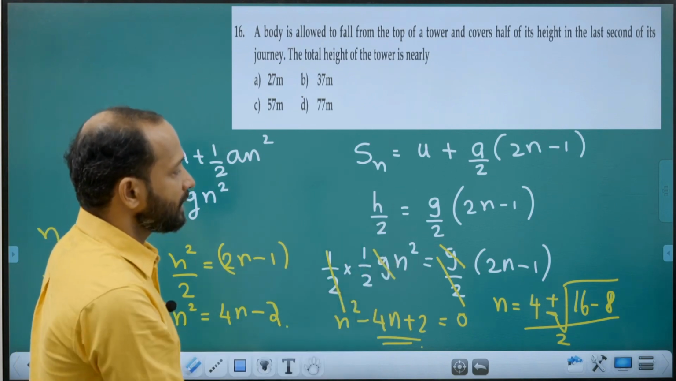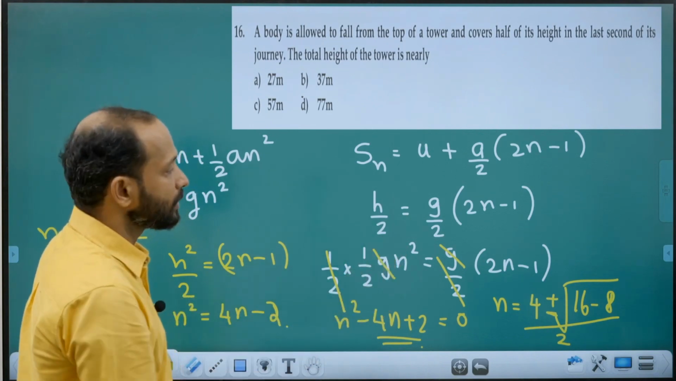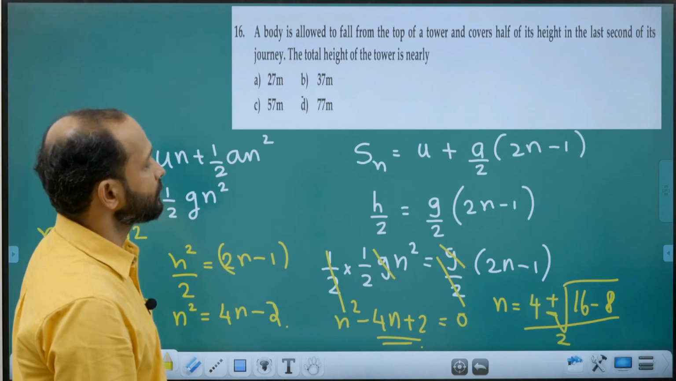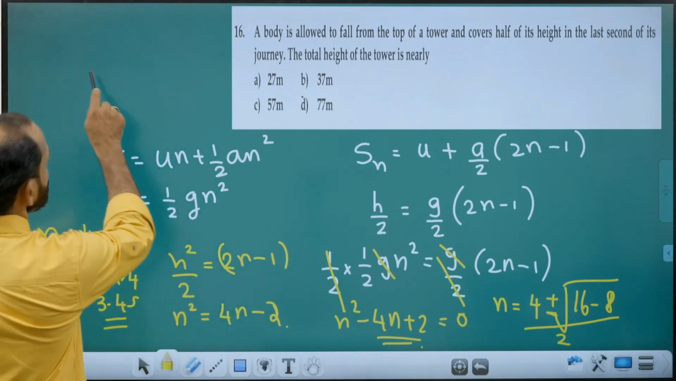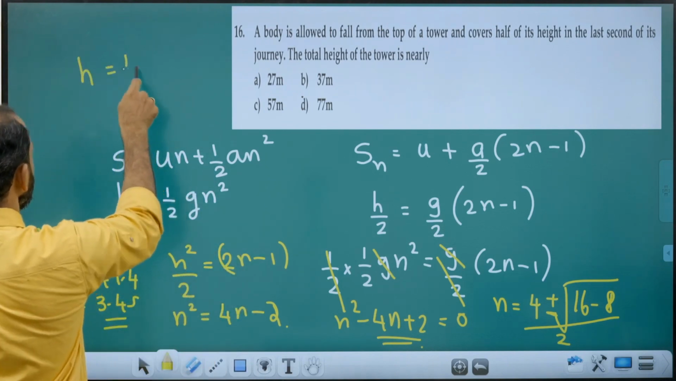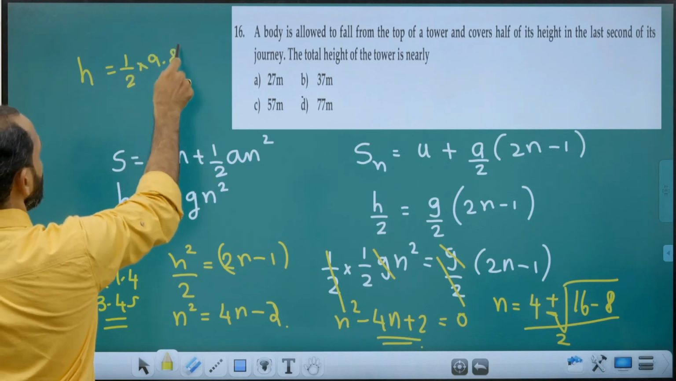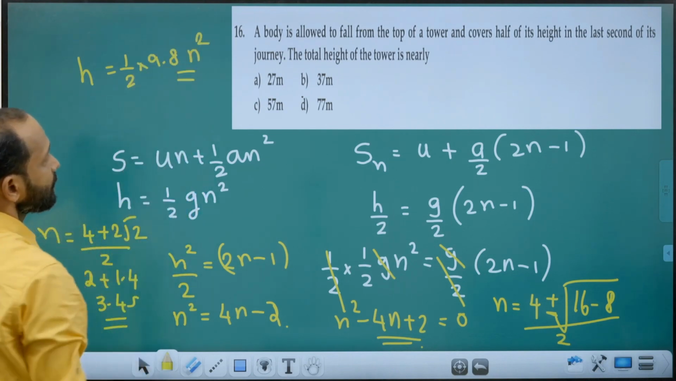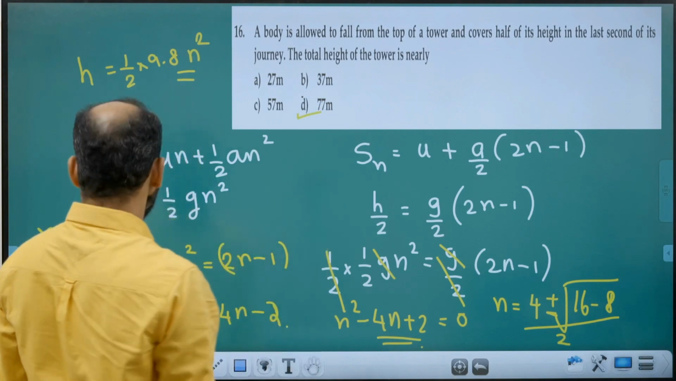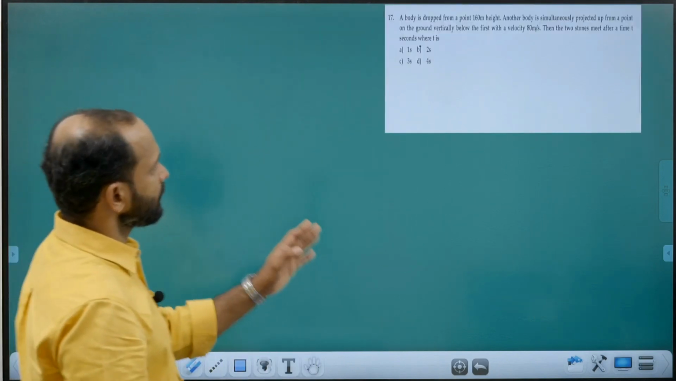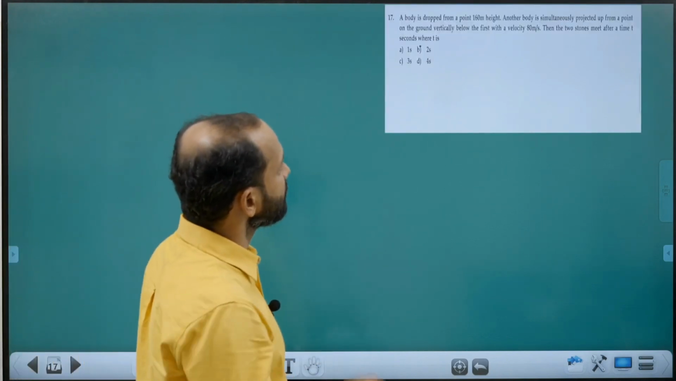You cannot adopt that, we adopt the single root. 4 plus a root of 16 minus 8, and you can substitute for the value h is equal to half into 9.8 into n square to get the answer. Check the answer, dog.